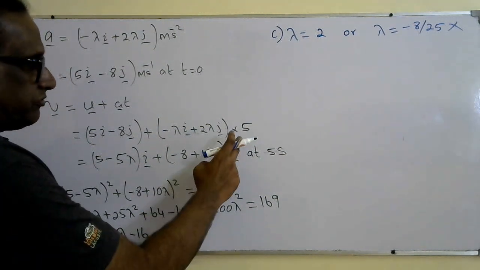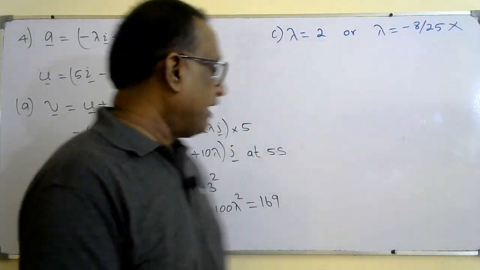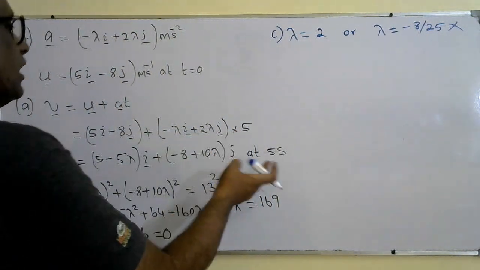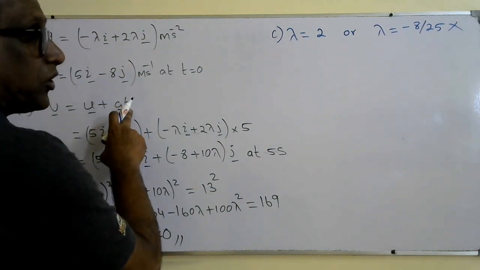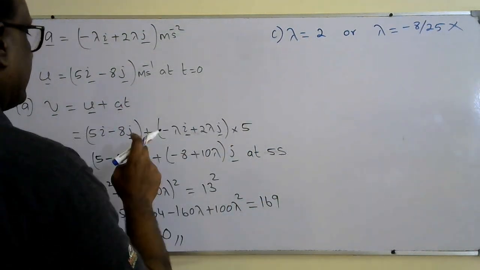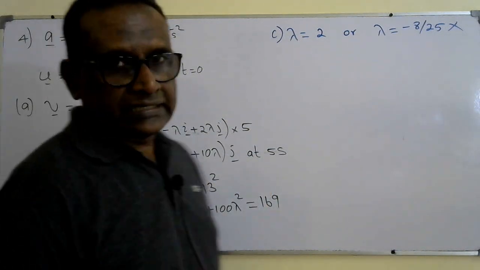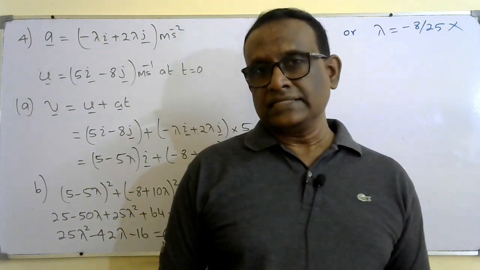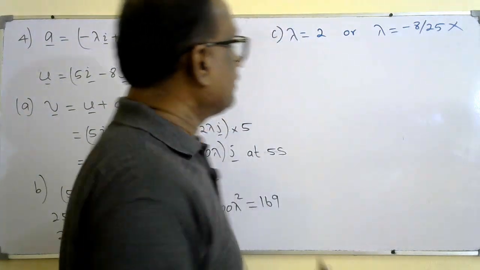So we need to find the direction of motion at 4 seconds. We have the equation for 5 seconds, so the same thing, v equals u plus at, we are going to write, but with time 4 seconds. We know the lambda value, so we substitute it and get the velocity vector at 4 seconds. Then we are going to find tan theta, but we are going to use the bearing. I'll tell you the bearings. First we will find it.